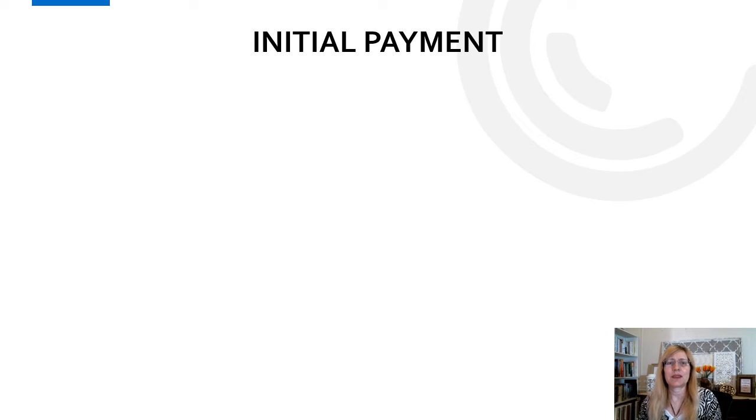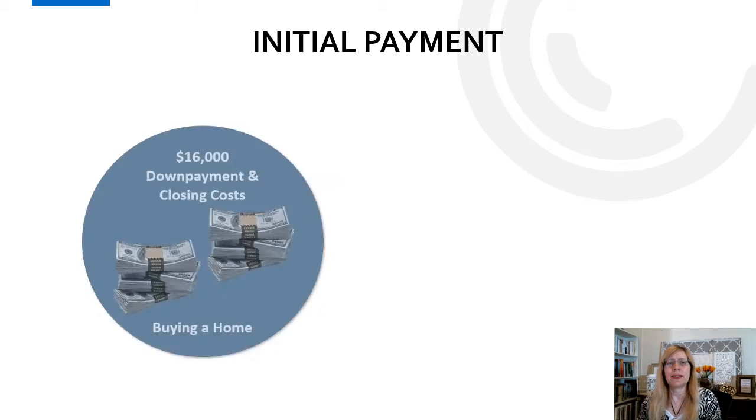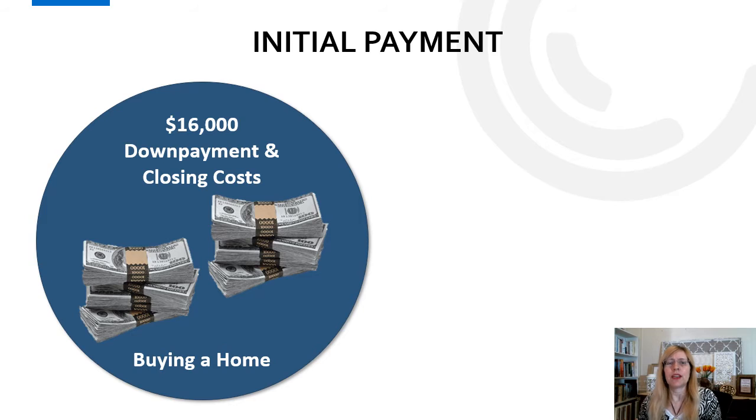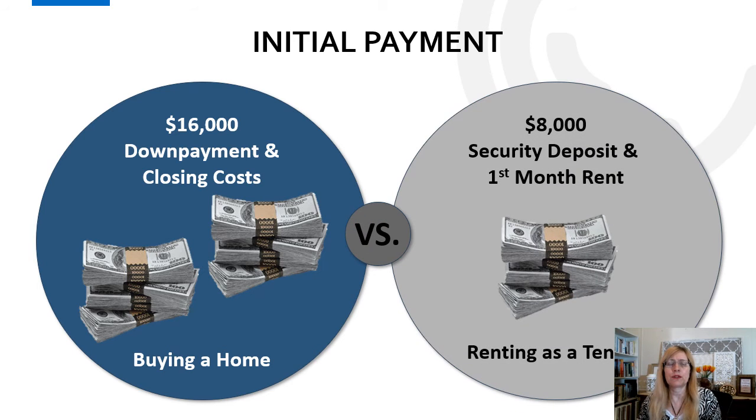In this example, the home buyer paid a down payment and closing costs of approximately $16,000 total. That's twice the amount of the tenant, whose security deposit plus first month's rent totaled $8,000. In the short term, it may appear that renting would be more advantageous.